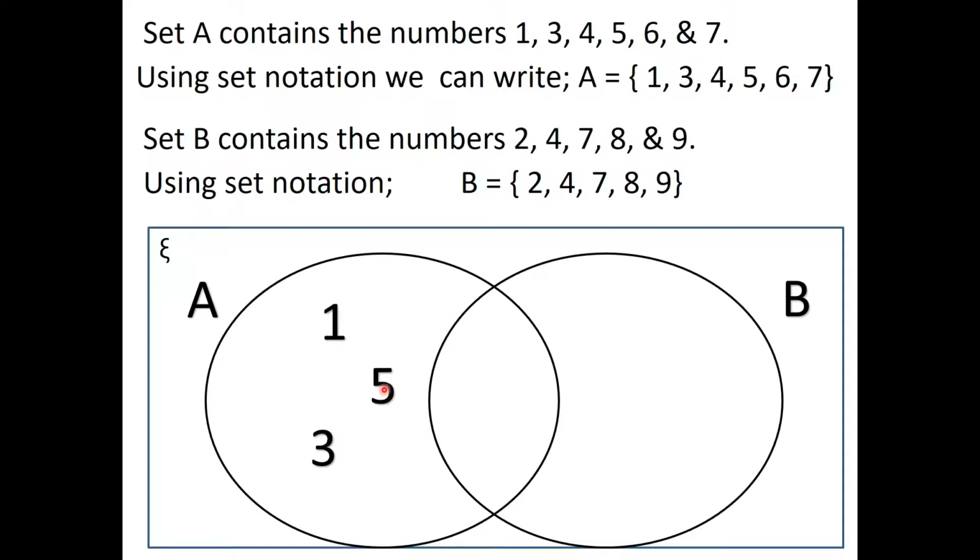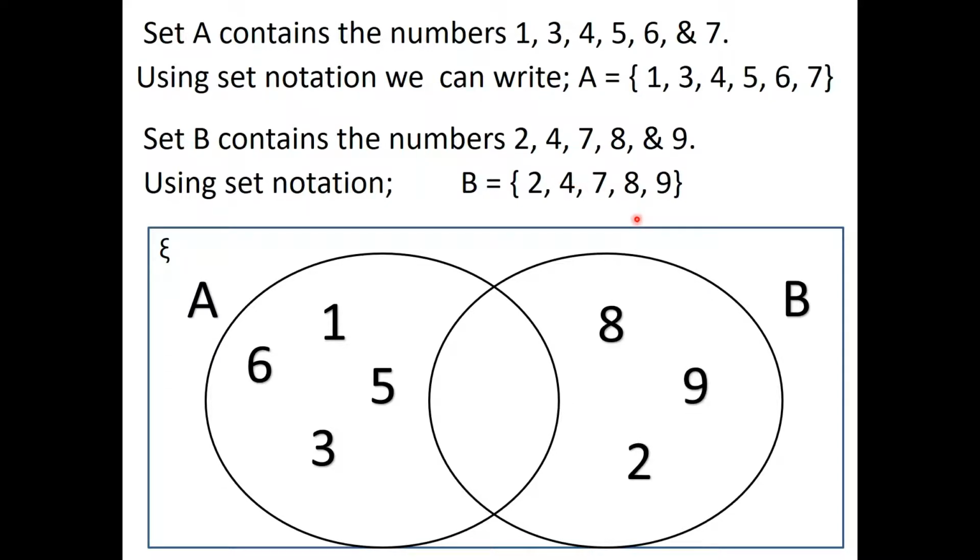6 I can put that in. And 7 again, I'm going to hold on to that one for a minute because that one actually comes in both sets. Now we'll look at B. So for B I've got 2, 4, 7, 8 and 9. So 2 can go straight in there. 4 I'm going to hold on to for a second. 8 and 9 go straight in.